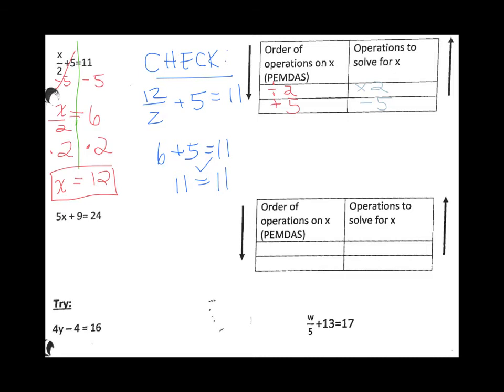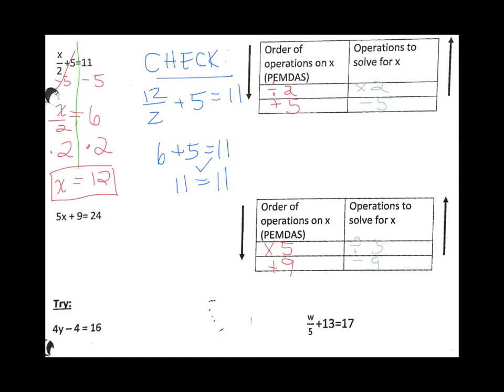If I look at my next problem, according to order of operations, multiplication comes first. So we're multiplying x by 5 first, and then we're adding 9 to it second. So if I'm going through and solving, I need to go backwards through order of operations using my inverse operations. The opposite of adding 9 is subtracting 9. That'll be the first thing I do to solve for x. And the opposite of multiplying by 5 is dividing by 5. That's a division sign.